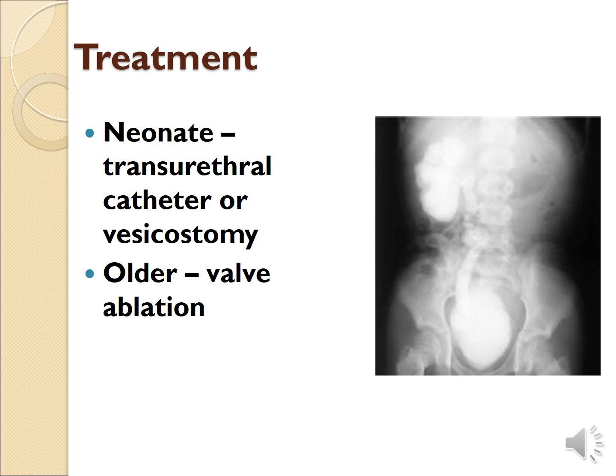Treatment during the neonatal period will be a transurethral catheter, putting a catheter through the urethra, or doing a vesicostomy, that is making an opening per abdominally, putting a catheter and then draining urine from there. And at the older age, when the valve is properly developed, then you do valve ablation.